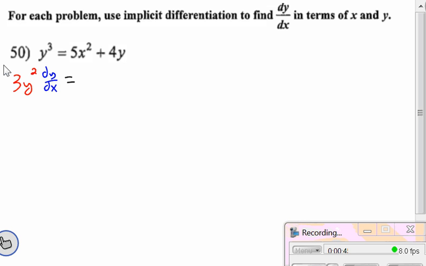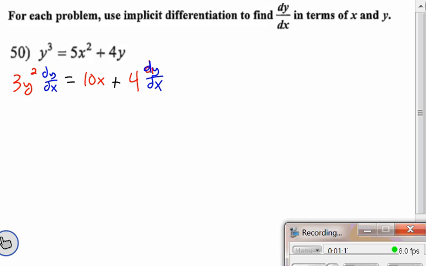Next, find the derivative of 5x squared. That's just 10x with respect to x. You don't have to do anything extra. Plus the derivative of 4y is 4, but you're finding the derivative of y with respect to x, so you've got to write dy/dx. Okay, so that's the first step: take the derivative of every single term along the way.